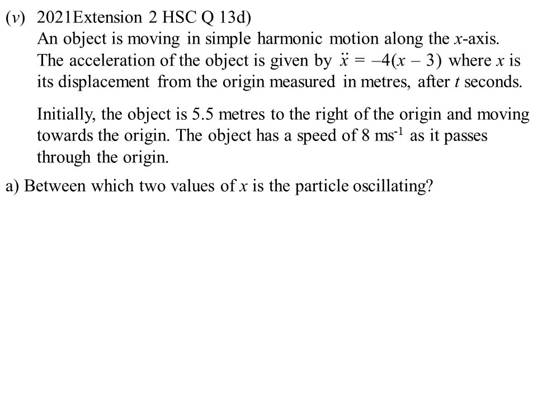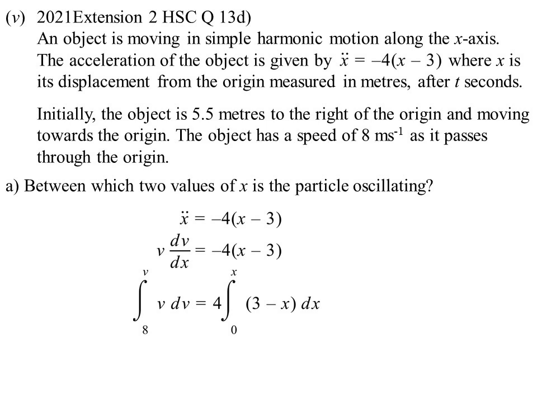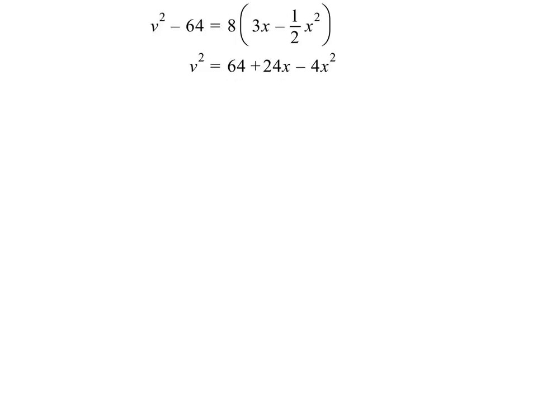Well, I'll start with what they've given me. Acceleration is minus 4, x minus 3. So v dv dx. Separate out my variables. They've told me that when x equals 0, v equals 8, and we're trying to link v and x here. A bit of integration, and we have our equation. But we know v squared has to be greater than or equal to 0. Solve this quadratic, we'll get the path of the particle.